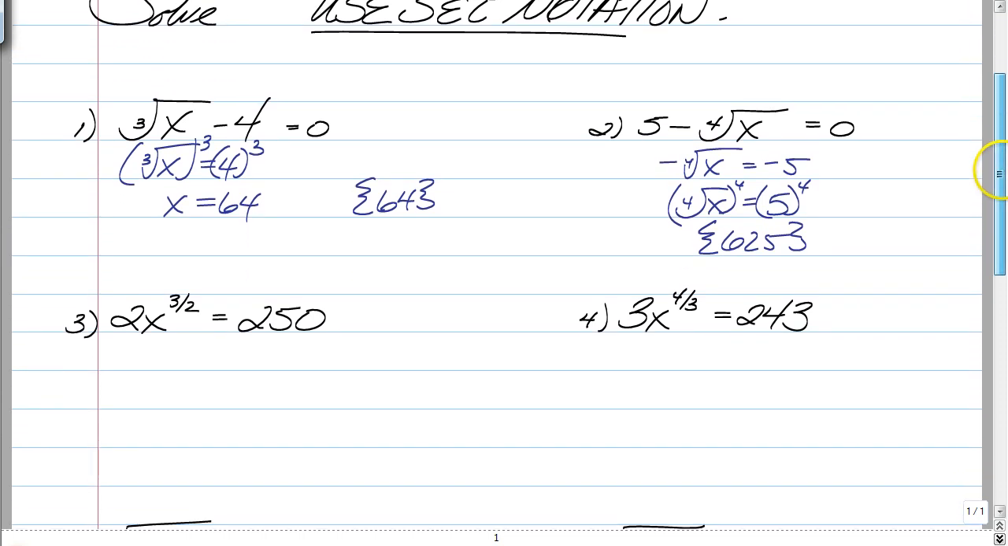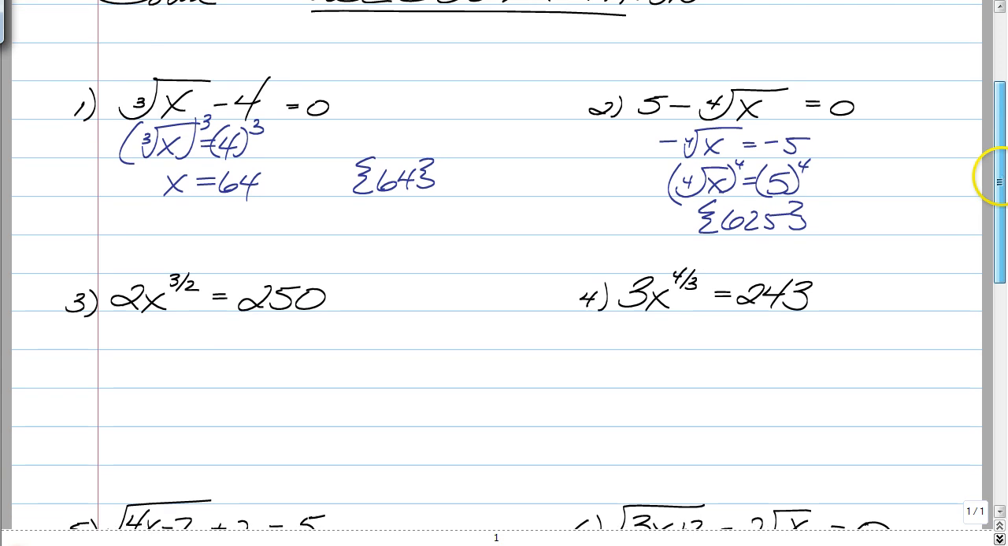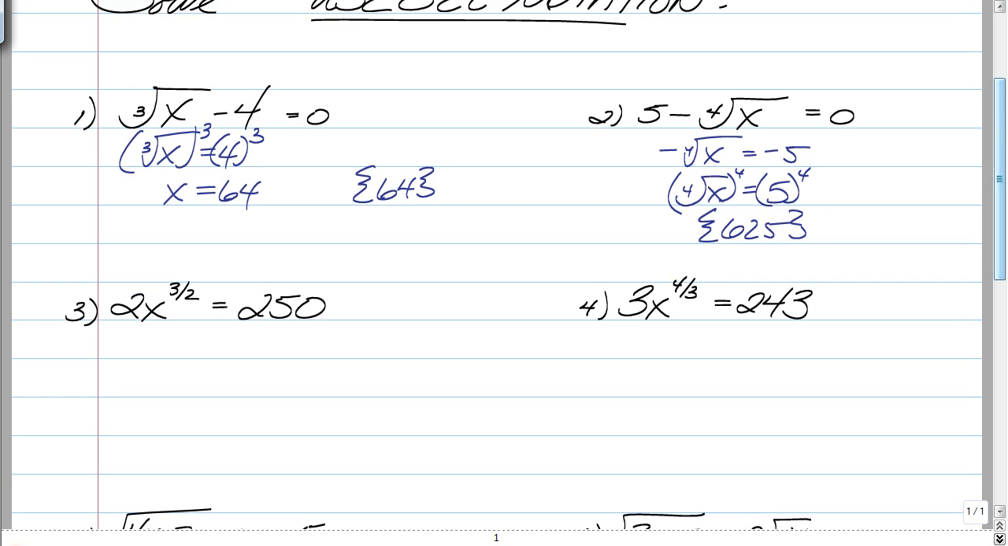When we get to questions like 3 and 4, like we have a 3/2 power and a 4/3 power, then we're going to need to be careful again of what kind of root we're taking. So remember, 2/3, 3/4, 3/2, those are all roots of some sort. So the first thing we need to do in number 3 is divide by 2. That'll give us x to the 3/2 is equal to 125. So what do we do from here? Well, we can raise both sides to the reciprocal power. So we're going to raise both sides to the 2/3 power.